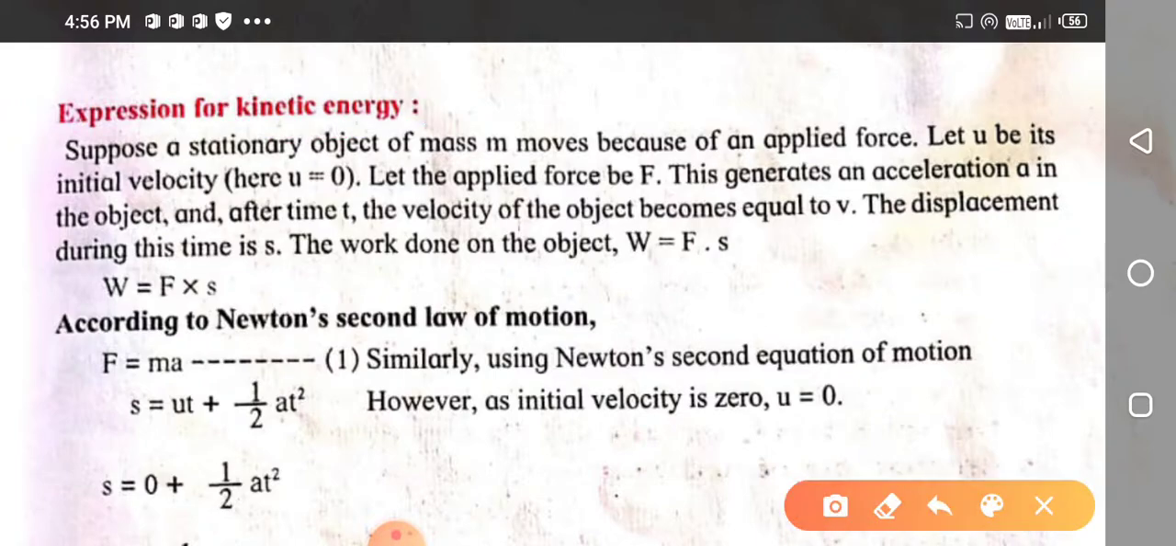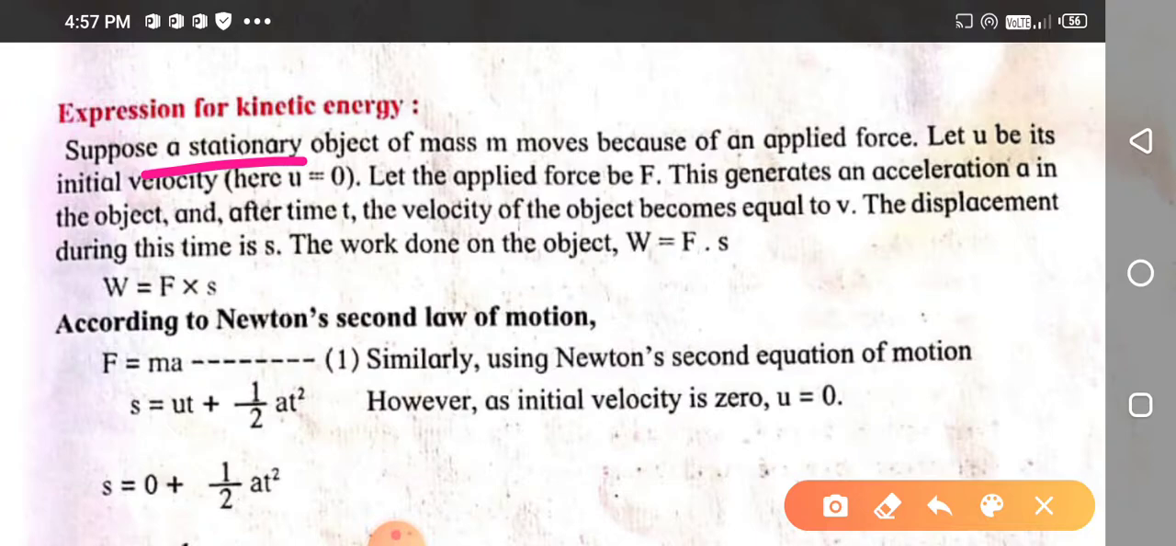So the energy due to the motion of an object is known as kinetic energy. So we are here deriving the expression for kinetic energy.